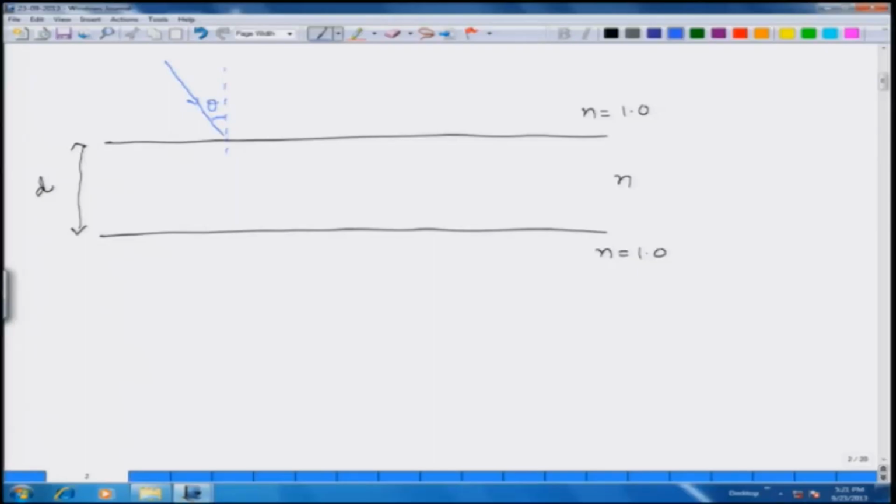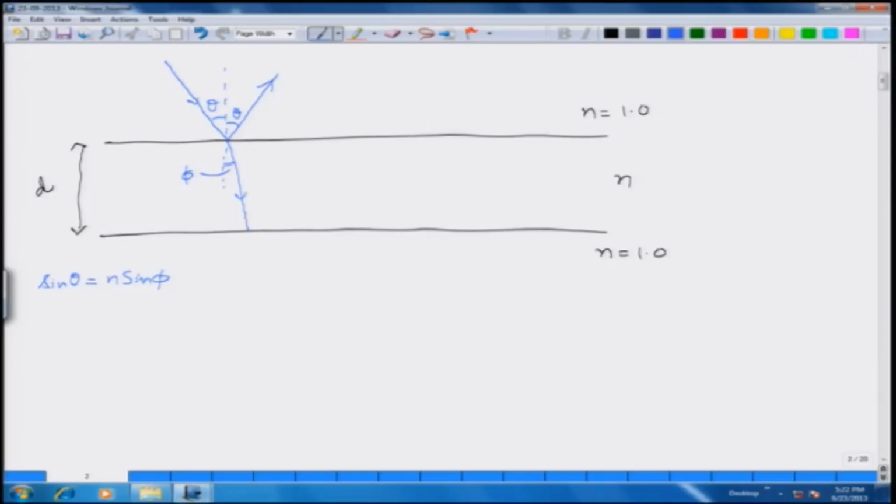at incidence angle theta. Now, because of this n and 1, some of it will be reflected back, and we have shown that this angle will be the same as the incident angle, and the angle at which it is refracted is going to be phi, and we know thus from Snell's law that sin theta is equal to n sin phi. Now, this light is transmitted.